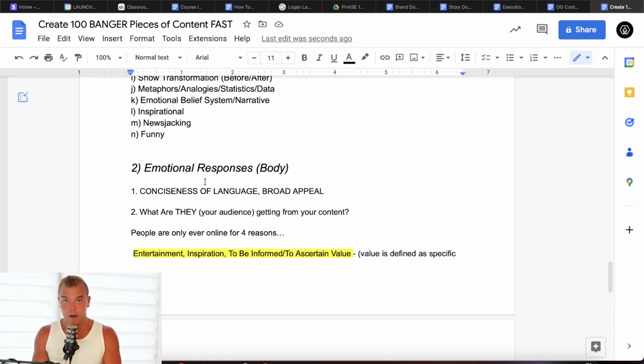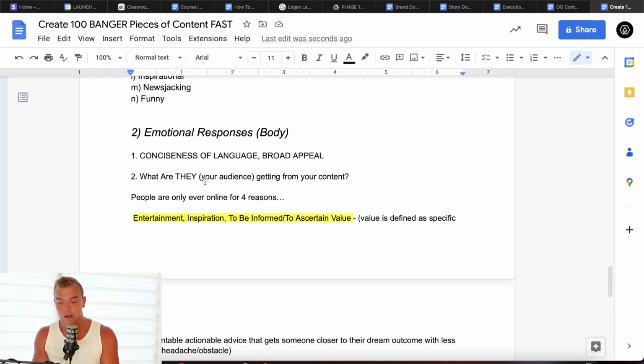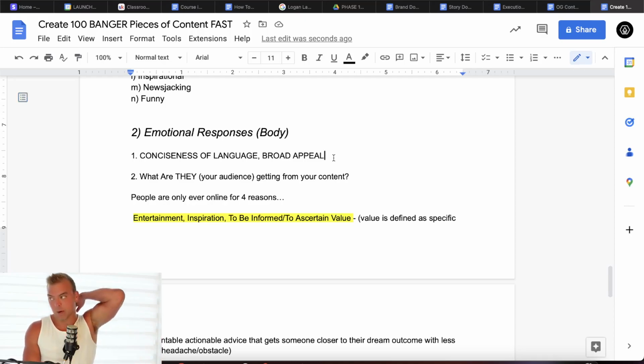And then from there, when you go to write the body, I think about a couple things, right? Number one, conciseness of language and broad appeal. This is something I do really, really bad at. I need to get a lot better at it in my own content if I want to keep growing, right? I really wish I would have understood this more two years ago. I probably have a lot more impact and influence right now, right?